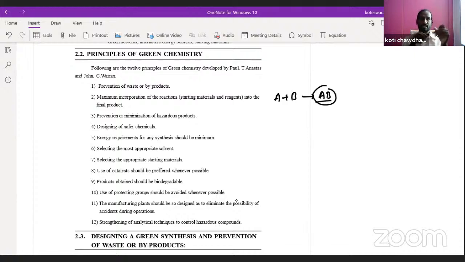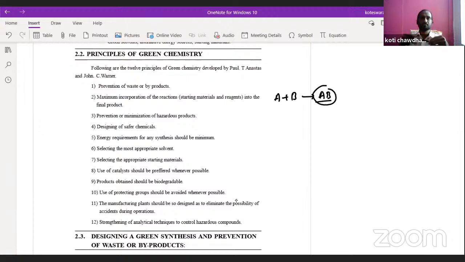Next, the fifth one is that the energy requirement for any synthesis should be minimum. We know that chemical reactions go at room temperature, or by photochemical reaction, or by heating. These are the conventional processes. In these, some reactions require a large amount of heat and energy or a large amount of light irradiation. Whenever we plan the synthesis, these energies should be minimized. How should this energy be minimized? We have several processes. Sometimes we add a catalyst, sometimes we use other alternative energy sources.